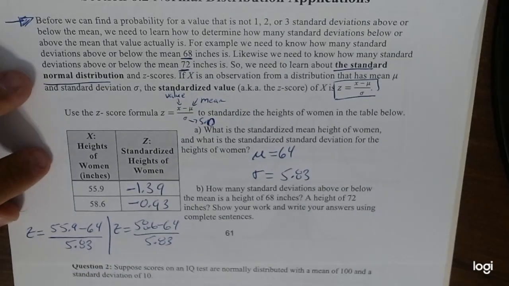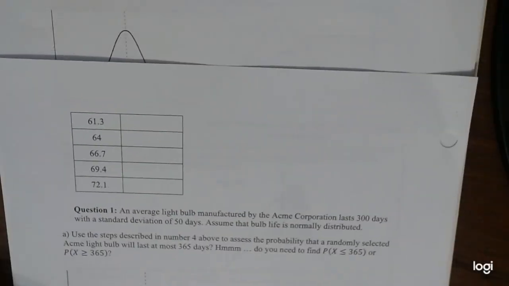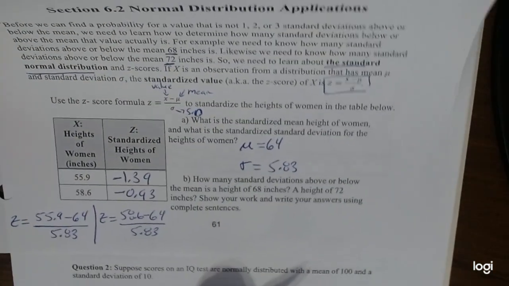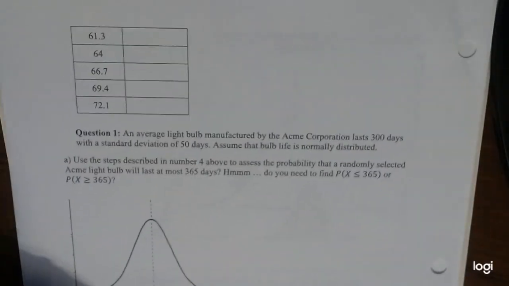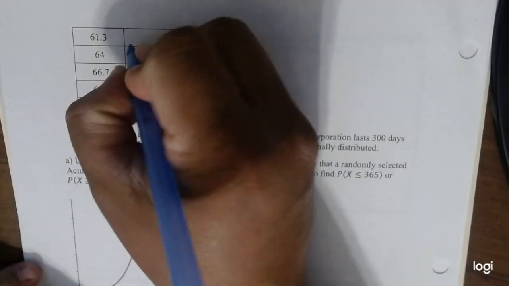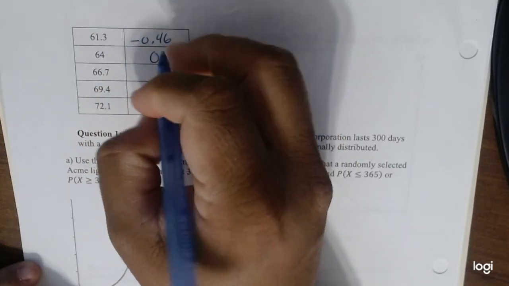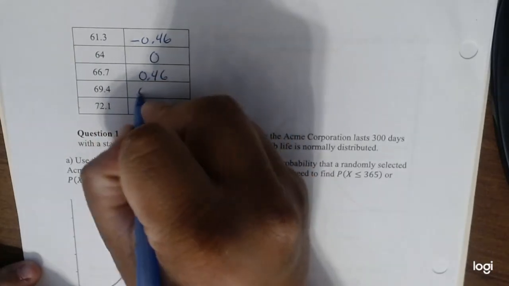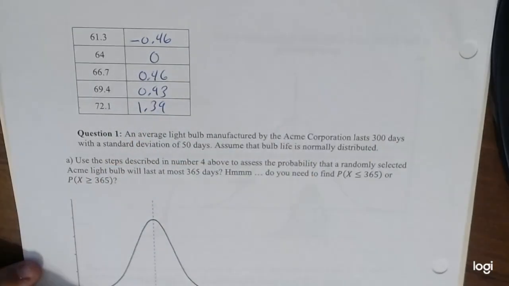Okay. So at this point, why don't you guys pause the video and try the rest of it. So the ones on the back, and also try part B here. Okay. So 3, 2, 1, pause. Okay. So hopefully you guys tried them. So I'm just going to give us the answers here. So hopefully you guys got negative 0.46, 0 for this one, 0.46 here, positive 0.93, and then finally 1.39 for those.